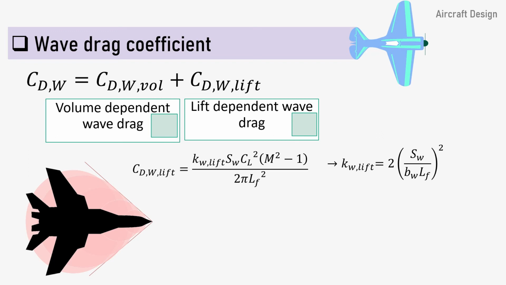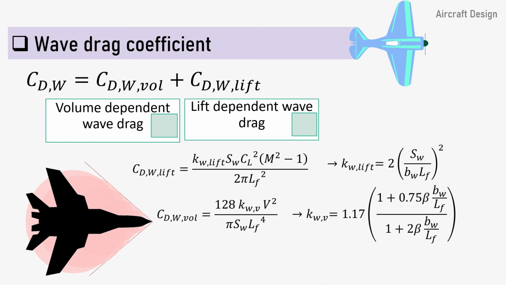Whereas the volume dependent wave drag can be found using C_DWV equals 128 times K_WV times V squared by pi S L to the power 4, where V is the volume of the aircraft, and K_WV equals 1.17 of (1 plus 0.75 beta B by L) by (1 plus 2 beta B by L), where beta equals root over M squared minus 1. So after substituting all the values, you can find the wave drag for your aircraft.